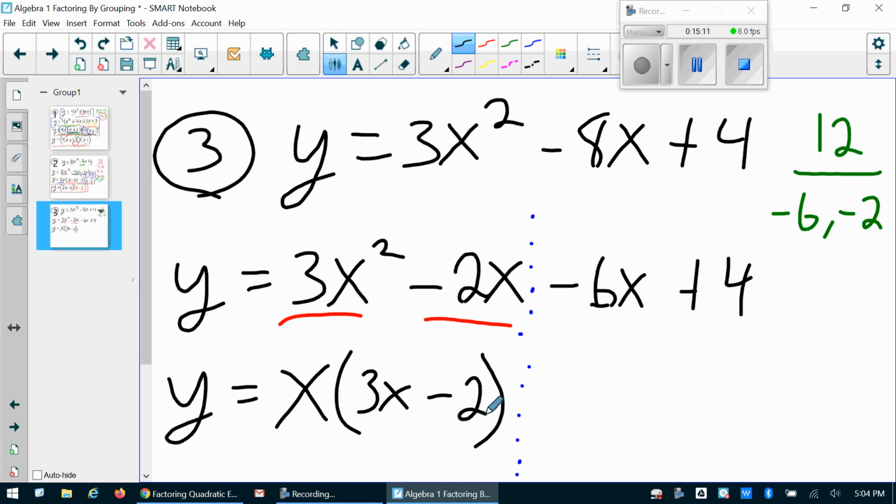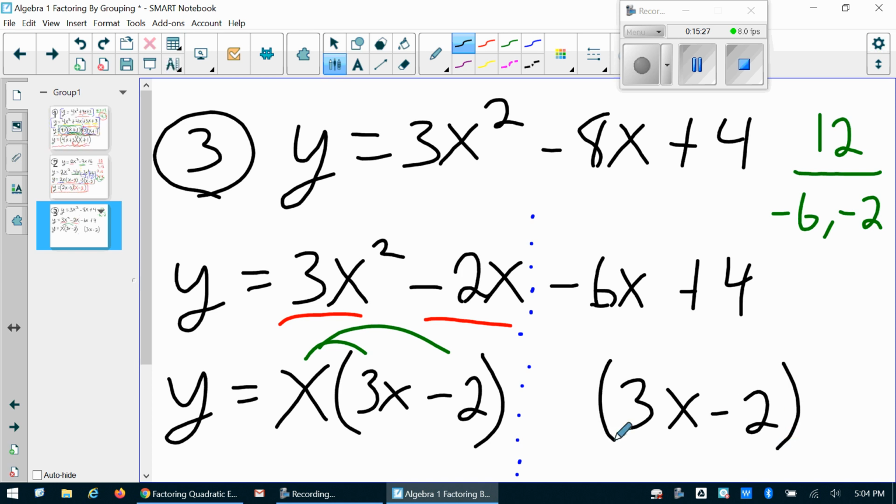Okay? And you can check it. If we distribute this back, we'll get the exact same thing we started with, so we're good. That means I have to have a 3x minus 2 show up right here. That's the nice thing. Okay, this isn't a super easy process, but this will always be true if you're doing it right. These 3x minus 2's.